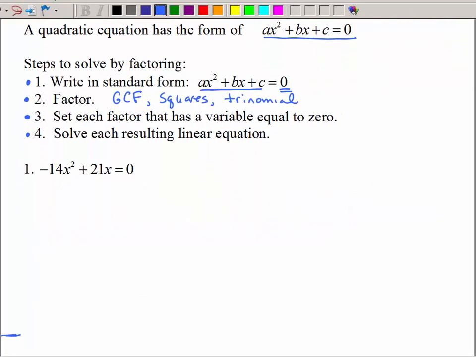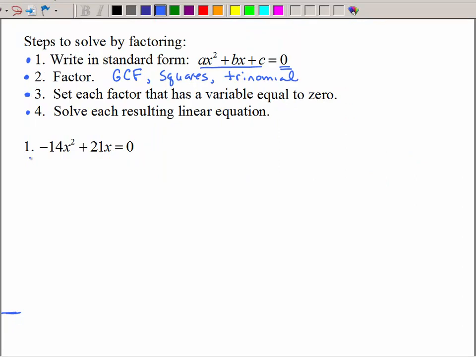So let's just go through a problem. Number 1, negative 14x squared plus 21x equals 0. It's in standard form. It's not a trinomial, but it's still in standard form because it has x squared and x, and the key part is that it's equal to 0. So as I start to factor, I notice it has a GCF of 7x. But because this leading term is negative, I'm going to factor out a negative 7x. So I'm going to divide each of these by negative 7x. And that leaves me 2x minus 3 equal to 0.